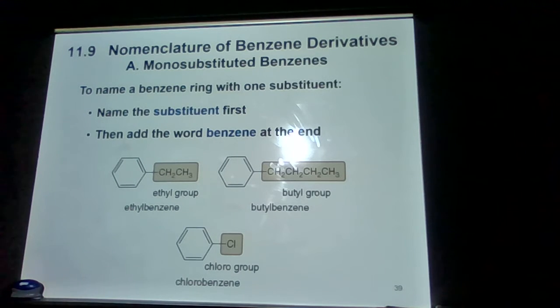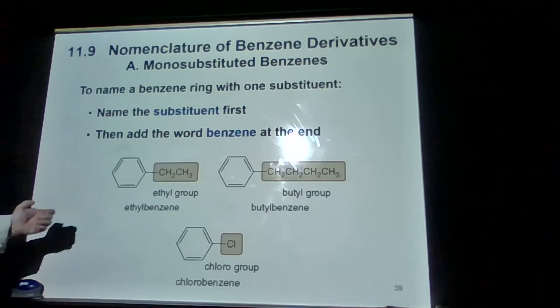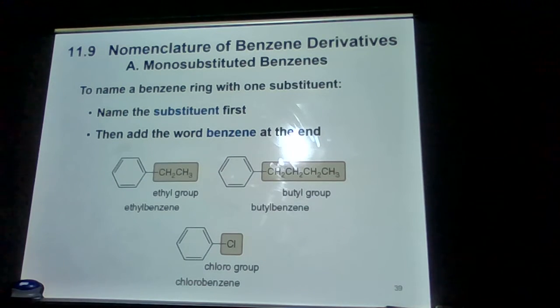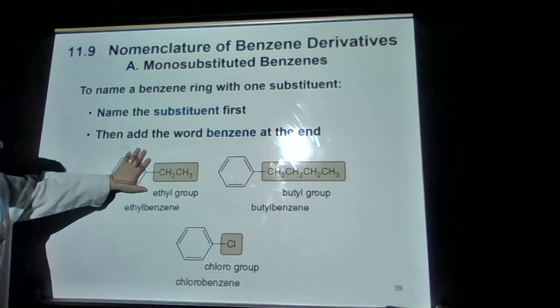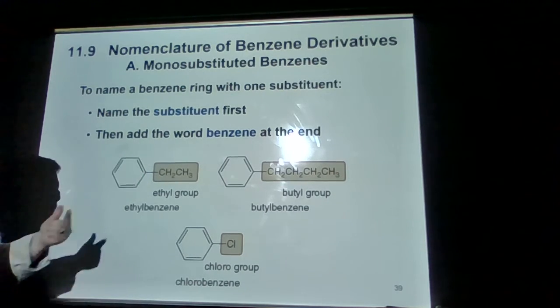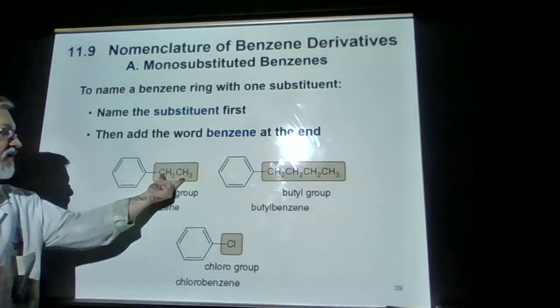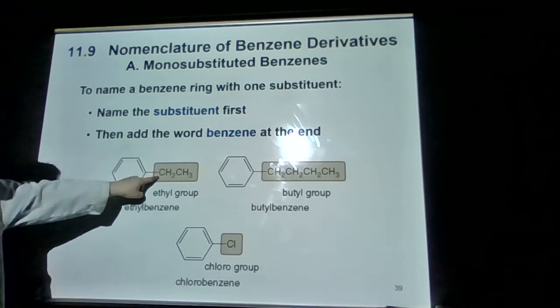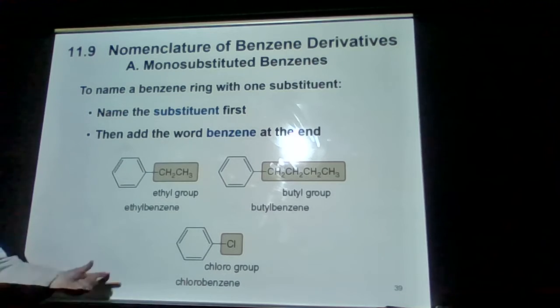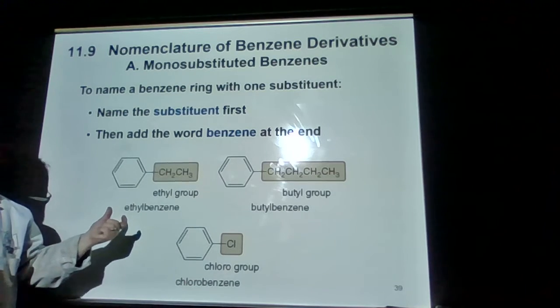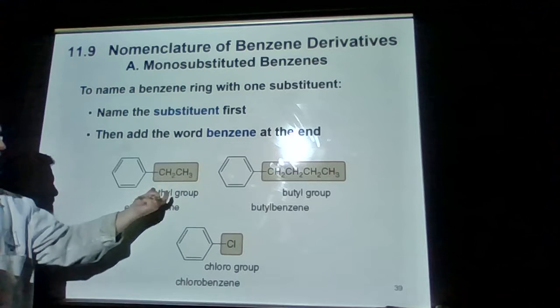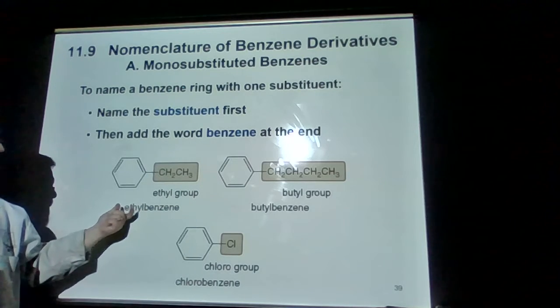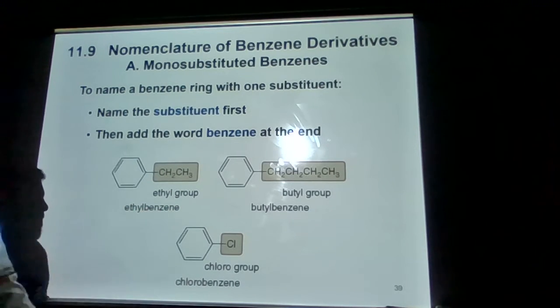When we talk about naming benzene compounds, if we have monosubstituted aromatic rings, only one thing on there, we name the substituent first, and then we put the word benzene at the end. So here we have 6 carbons. This is a benzene. We have 2 carbons here. This 2-carbon fragment is a piece of spinach hanging off the aromatic ring. So a 2-carbon fragment is an eth. Since this is a piece of spinach, it's ethyl. So we name this ethyl benzene.